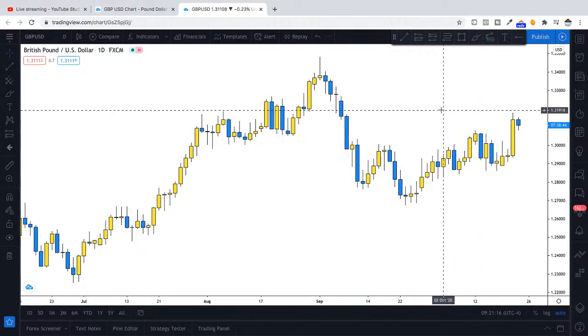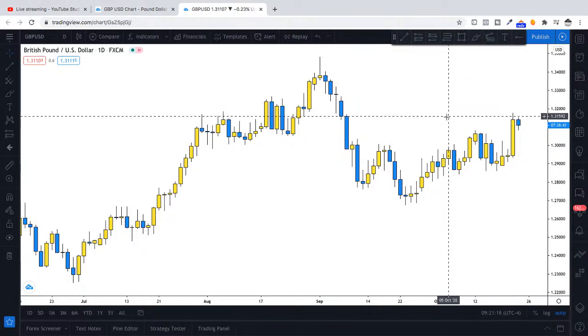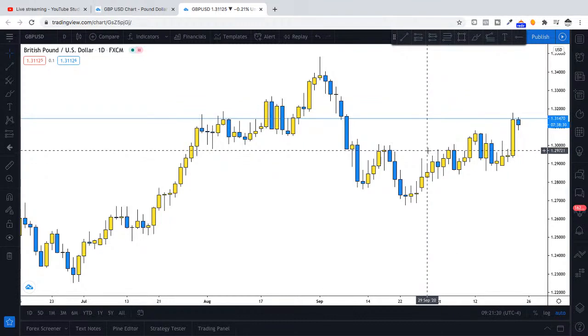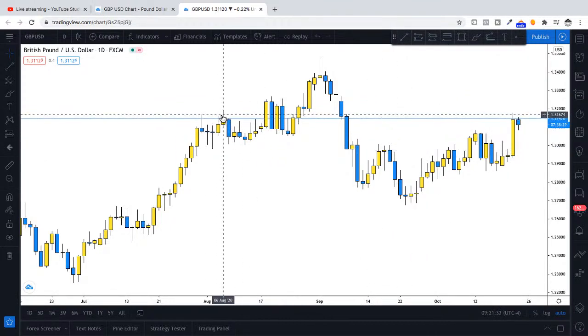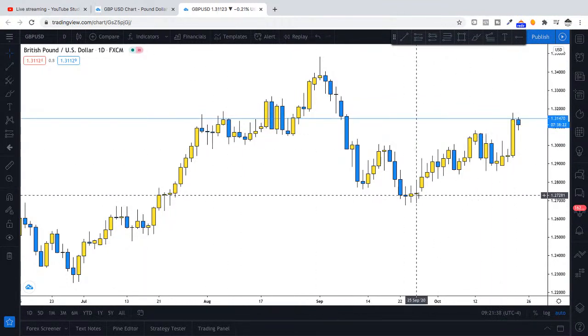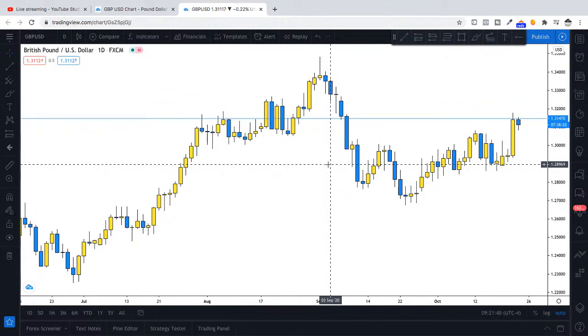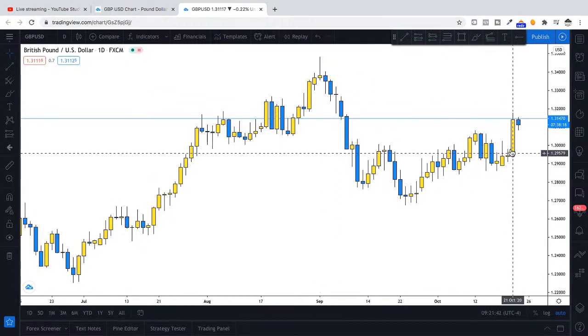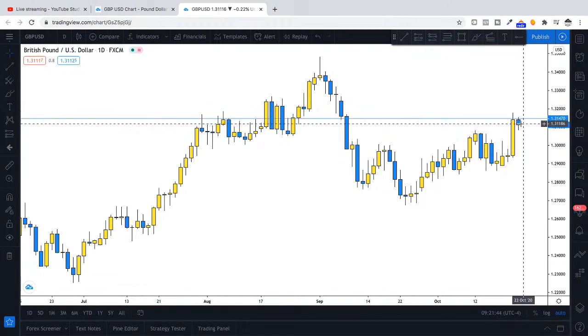Yesterday, price ran up into this area here. This is where we're rejecting right now. This is on a daily. Had a very bullish day yesterday. Some profit taking going on here.